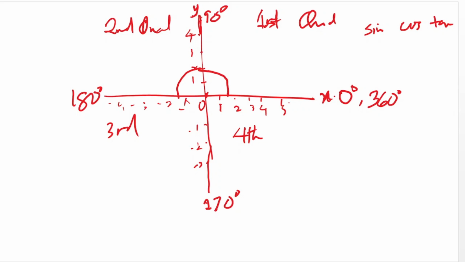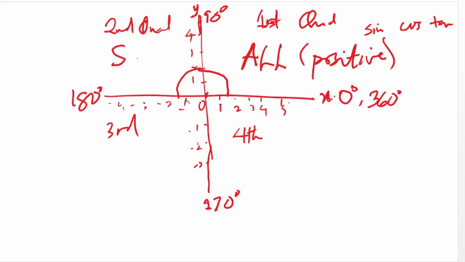So we're going to look at the quadrants one by one. The one thing I want you to take note of is that in the first quadrant, all the ratios are positive. Then for the second quadrant, only sine is positive, while the rest are negative.